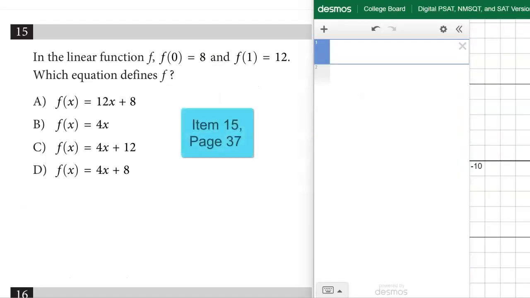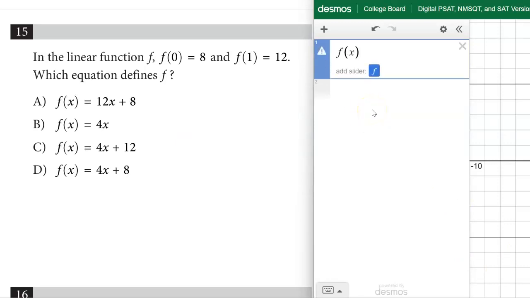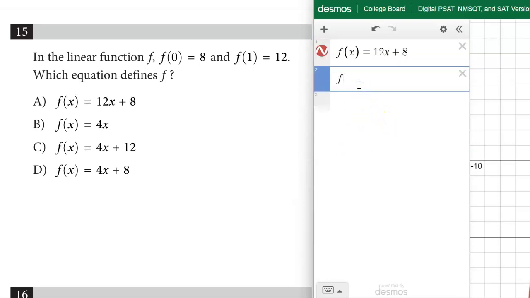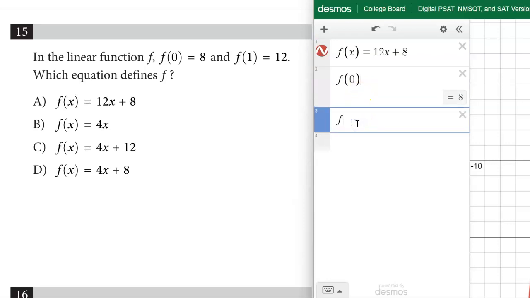The next item is 15 on page 37. So I'm going to first type in the first answer choice. F of x is equal to 12x plus 8. And the question says that we want a linear function where f of 0 is 8. So just type f of 0, and it is 8. And then let's see if the other one works. F of 1. It is not 12. So the correct answer is not A.